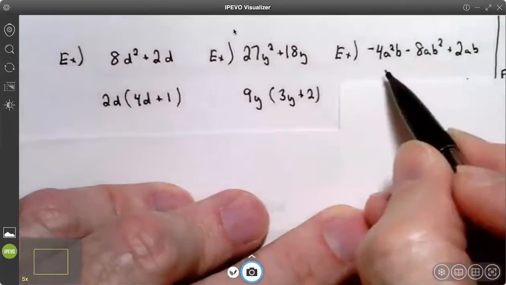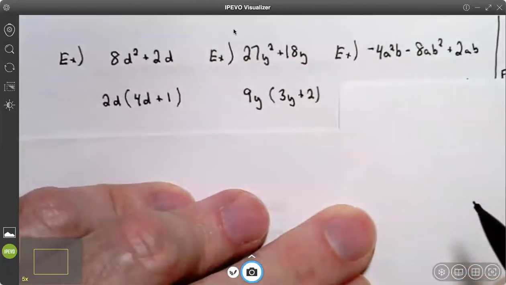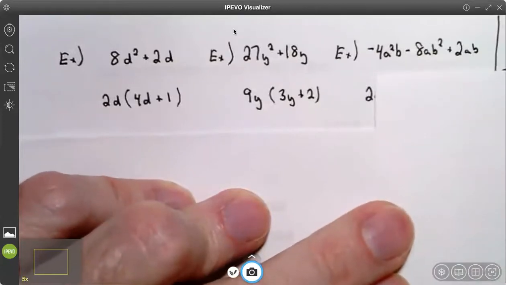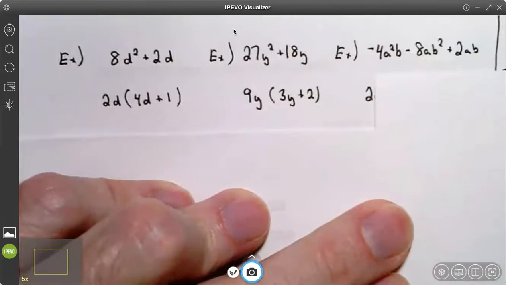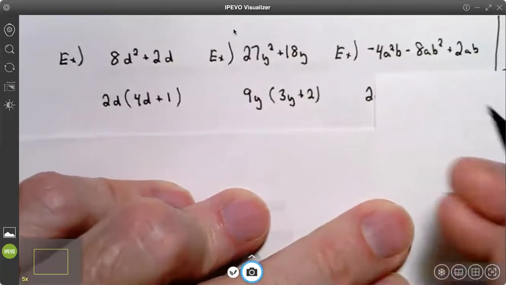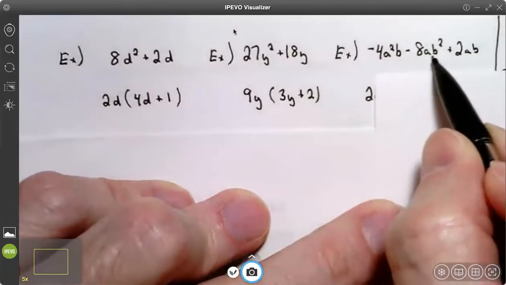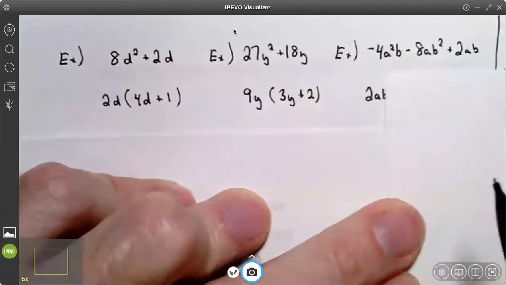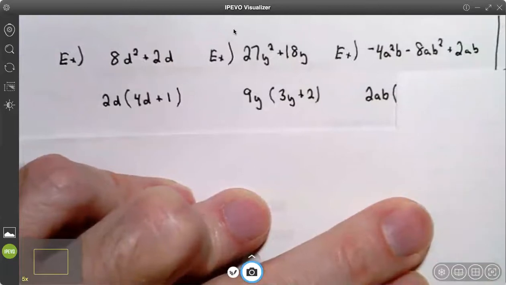The greatest common factor between 4, 8, and 2 is 2. Now, I could factor out positive 2 or negative 2. Once you get more experience, you'll kind of learn which one you want to do. We'll just factor a positive 2 out of this one. On my a's, I got 2, 1, 1, so I can factor an a out. On my b's, I got 1, 2, 1, so I can factor a b out. My greatest common factor is 2ab.